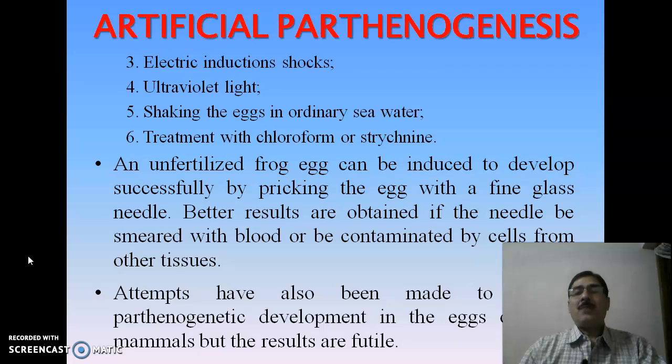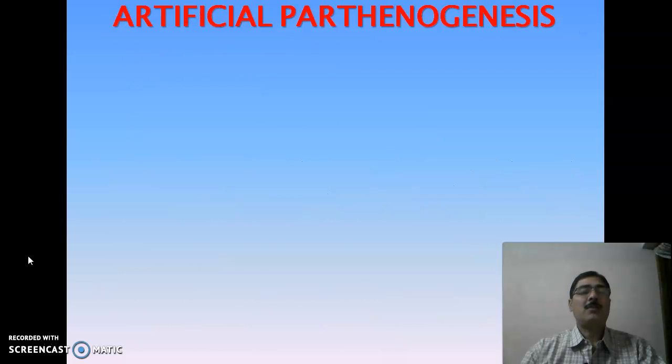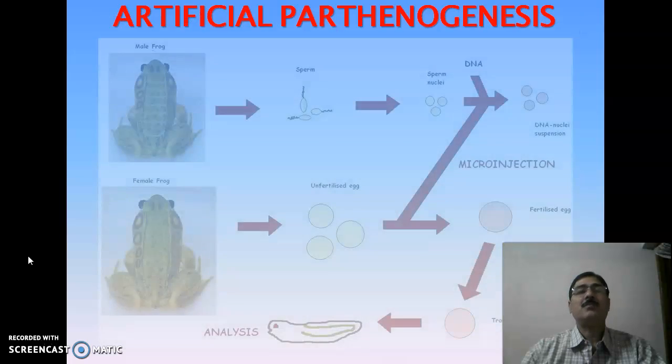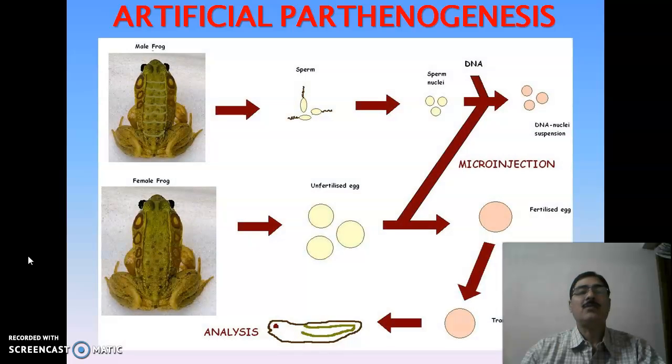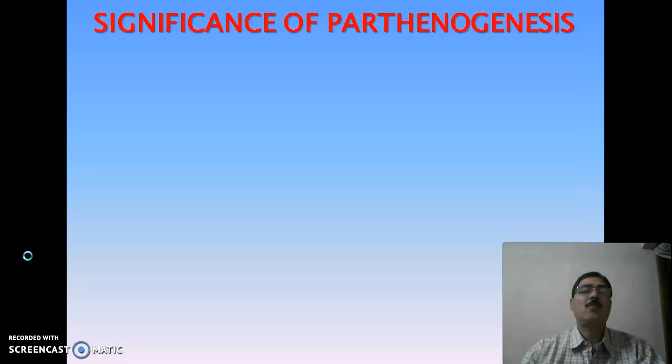Attempts have also been made to induce parthenogenetic development in eggs of some mammals, but results are futile. स्तनधारियों के अंदर भी प्रयास किए गए पर अनिषेक जनन में कोई सफलता हासिल नहीं हुई. This slide is showing that how we are using the micro injection to induce artificial parthenogenesis in frog.